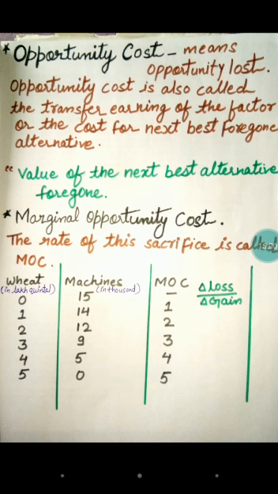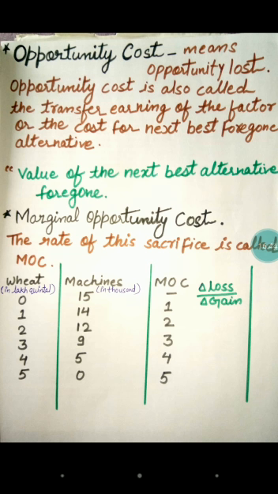For example, if we want to produce 2 lakh quintal of wheat, we have to sacrifice the cost of 2000 machinery. Same, if we want to get 3 lakh quintal of wheat, we have to sacrifice some units of machinery. So this schedule moves like this.